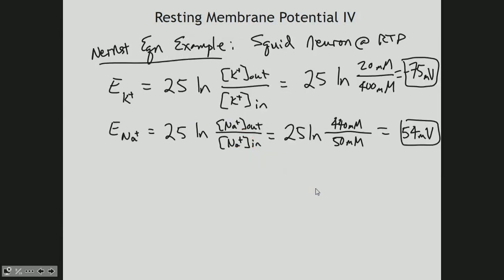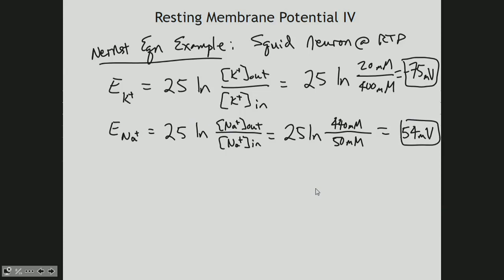So I'll just show you some examples of that. The equilibrium potential for potassium and the equilibrium potential for sodium are shown here. This is called a Nernst equation. Has anyone seen the Nernst equation before? One, two, yep, somewhere. There's another one called the Goldman equation, which is basically multiple Nernst equations stuck together. But the Nernst equation is showing you a squid. So this is showing you the Nernst equation for a squid neuron at room temperature and pressure.